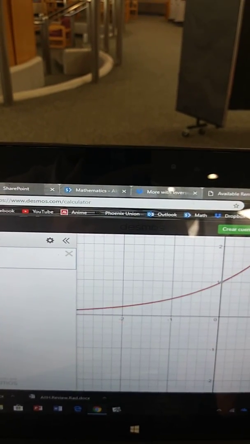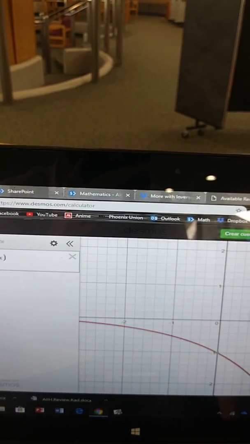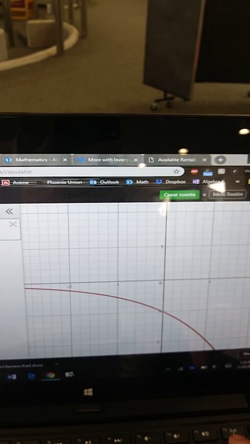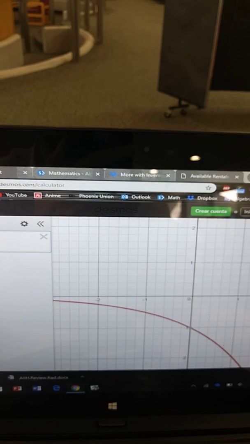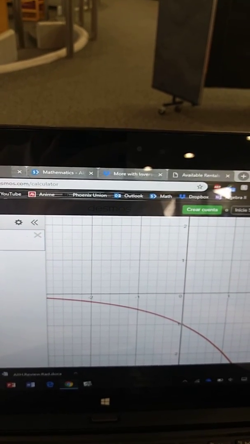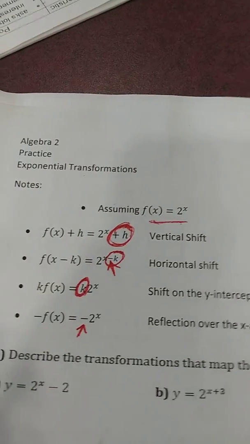Negative, positive, negative, positive, negative. Just a flip. There you go. It's flipped. That's what the negative does. That's pretty much everything it does. I recommend applying the negative as the first thing that you do, and then start doing the shifts after that if you have more than one shift. Alright, so these are all of the different shifts individually.